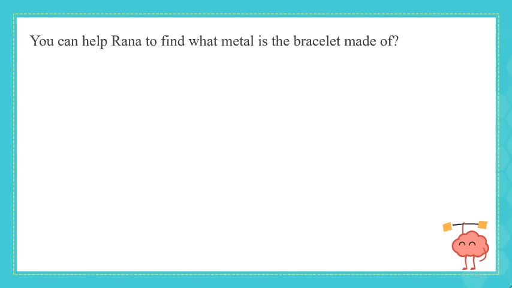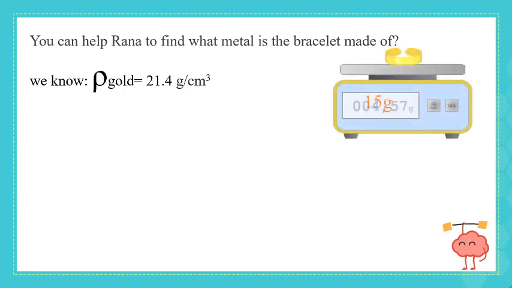Now you can help Rana to find what metal the bracelet is made up of. We know that the density of gold is 21.4 gram per centimeter cube. So if the density of the bracelet is equal to the density of gold, then this bracelet is made up of gold. How can we find the density of this bracelet? We have to find its mass and its volume.